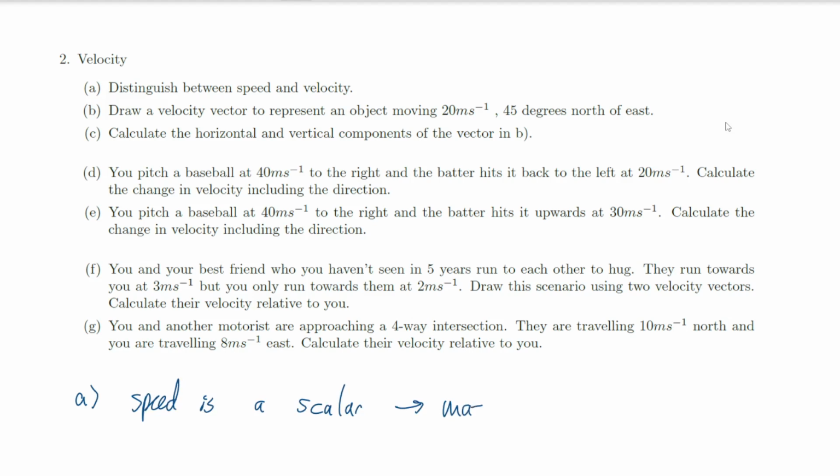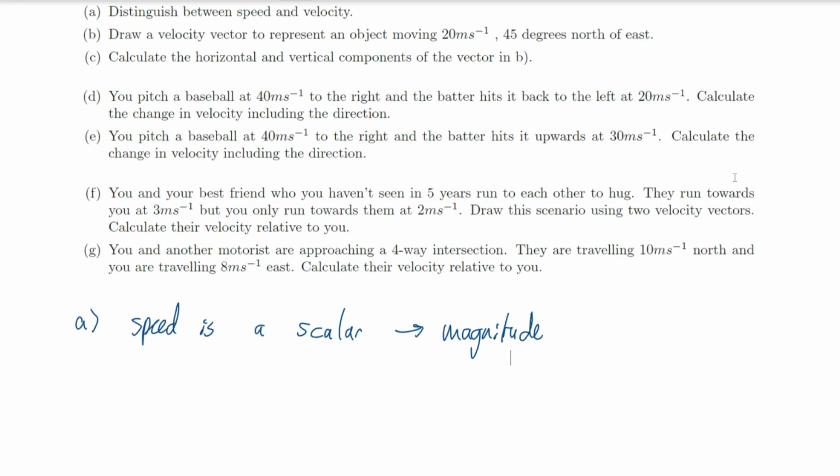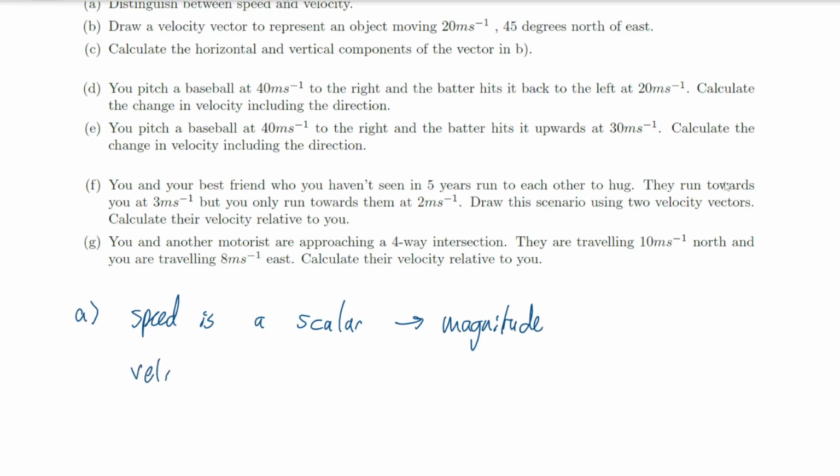meaning it only has a magnitude, whereas velocity is a vector, meaning it has both a magnitude and a direction.